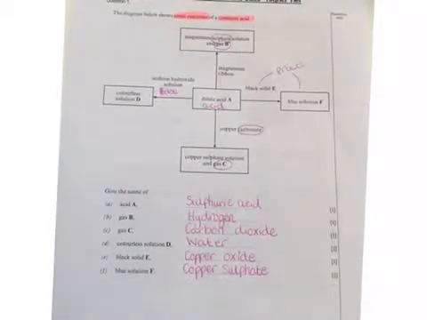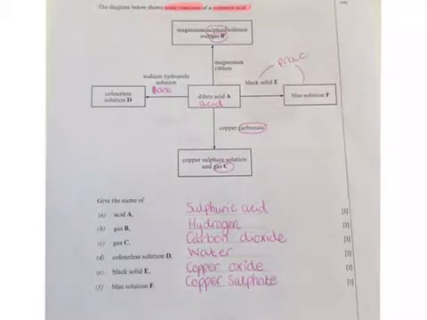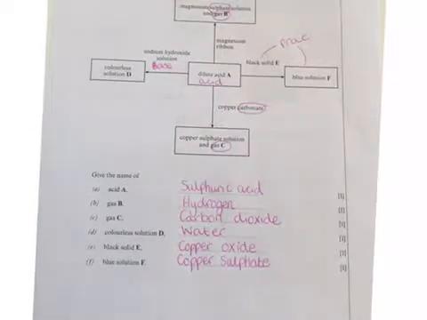So the first one, acid A. Now straight away I can see that magnesium sulfate is being made, and so is copper sulfate. So coming from that acid, I know straight away it's got to be a sulfuric acid reaction. Then gas B, if I'm just adding magnesium, that means that it's going to be a hydrogen gas reaction. So gas B is hydrogen.